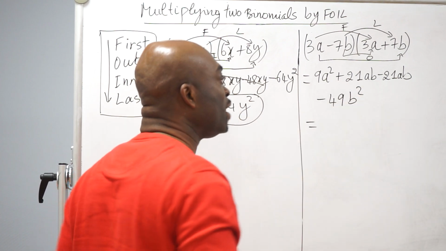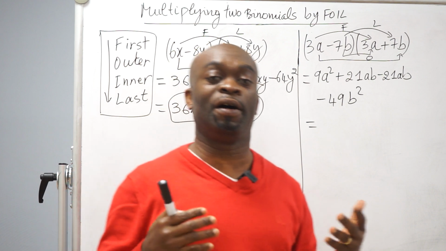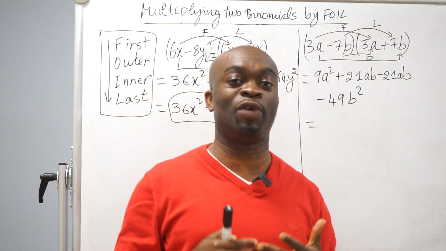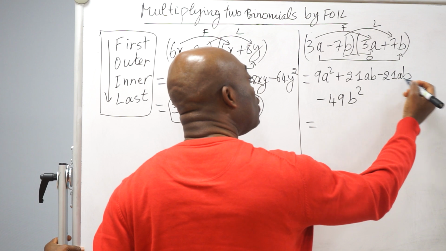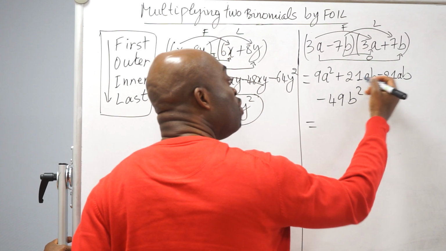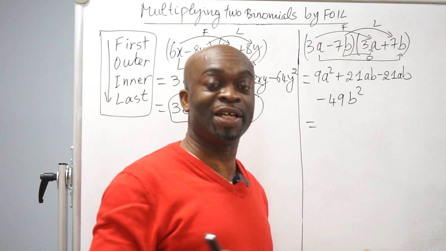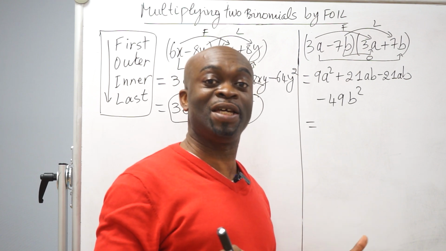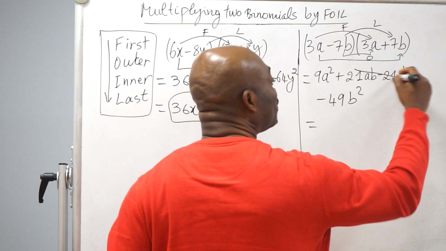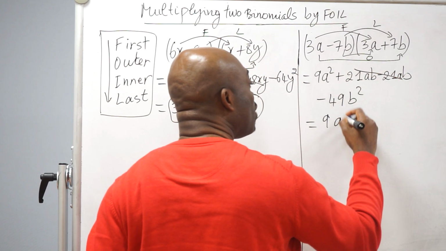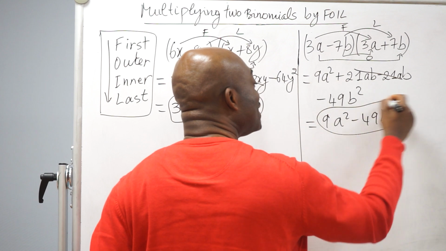So once we come back here, we always look inside and see if we have any like terms to combine. Okay, do we have like terms to combine? Yes. 21ab and negative 21ab are like terms because both of them carry the same family name, which is ab in this case. So you got to combine them together. Let's go at it. So this is out, and then we end up with 9a squared minus 49b squared. Ladies and gentlemen, you're done in this case also.